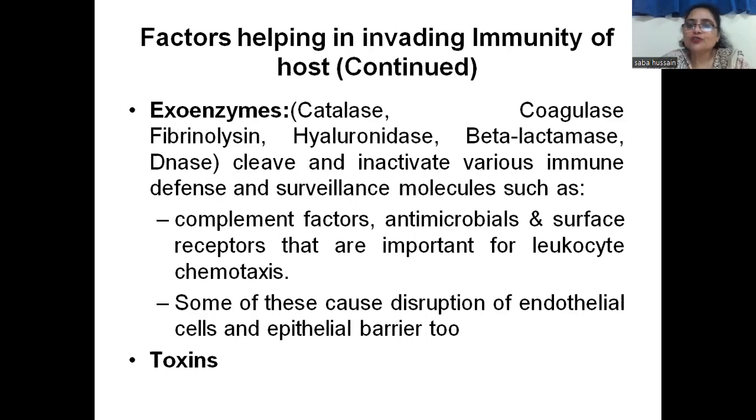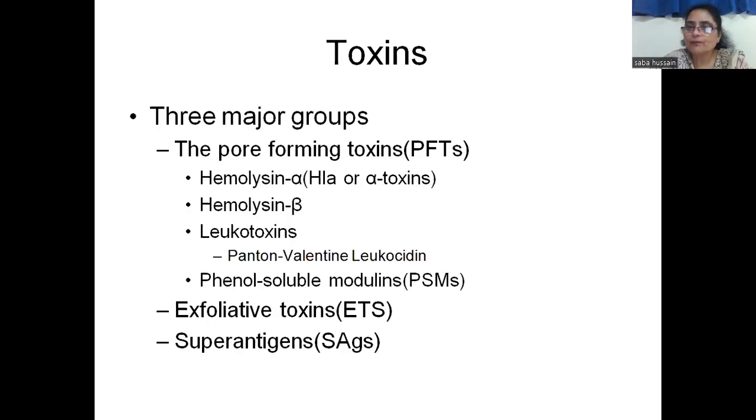And these bacteria have toxins also. Toxins are one of the factors which provide entry inside the host, or which invade the host immunity. So we have all these factors, like the polysaccharide capsule, fibrinogen binding protein, protein A, exoenzymes, and toxins, which are different factors helping in invading the immunity of the host.